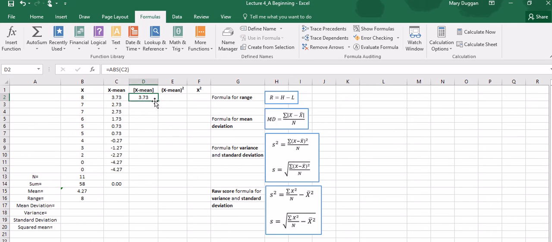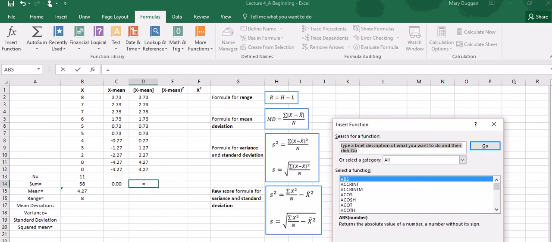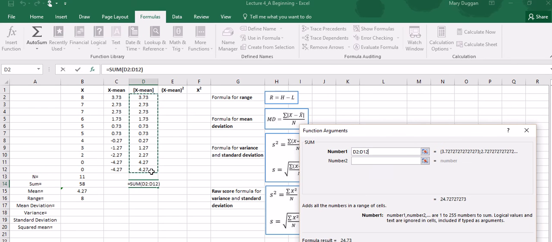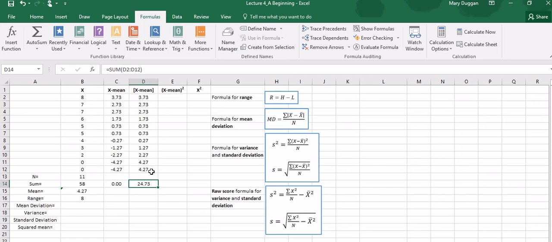But let's see what happens when we drag this down to the other numbers. Okay, so through the magic of Excel, all those numbers that were negative now no longer have a negative sign. And so these are absolute values that we're looking at. We're going to sum up these absolute values. And now we'd have a non-zero value of 24.73.